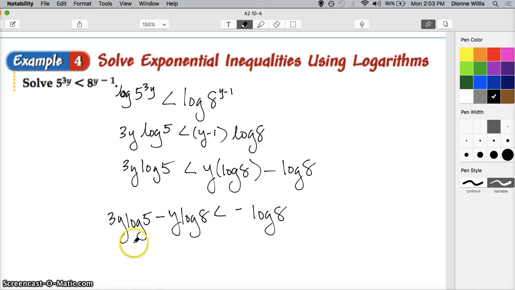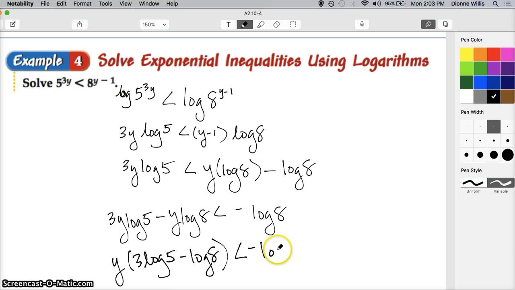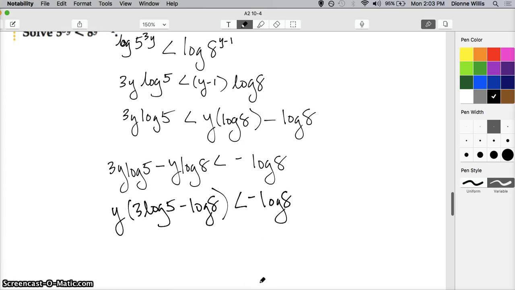And so at this point, since I have all the y terms over on one side, I can factor out the y term. And that was the goal, because we want to find the most simple way to write this. So when I factor out a y out of that term, this is what I'm left with. Hopefully this is making sense, everybody. And this is less than negative the common log of 8.